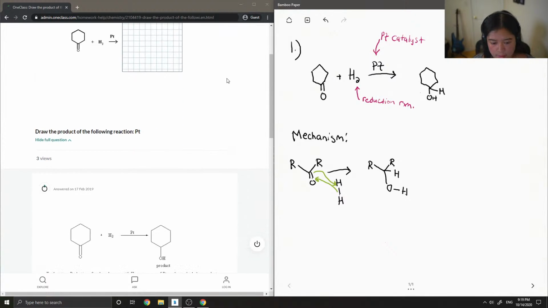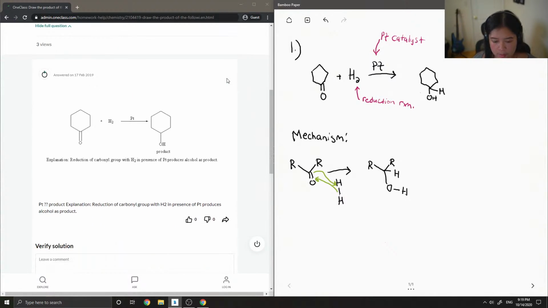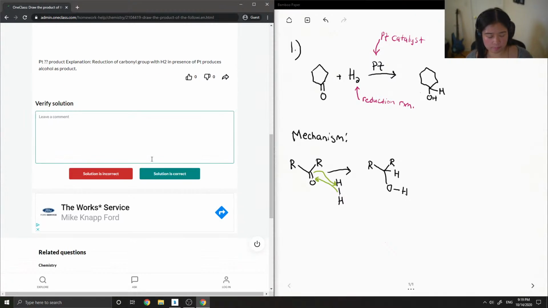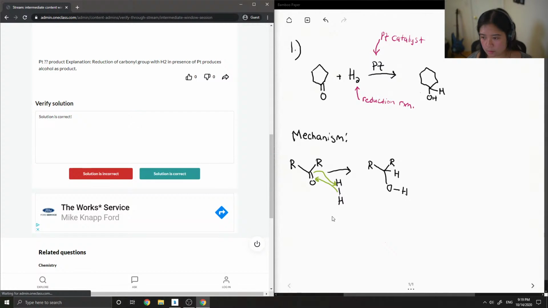So let's look at the answer here. Reduction of carbonyl group with H2 in the presence of platinum produces alcohol as the product. So this is correct. Go on to the next question.